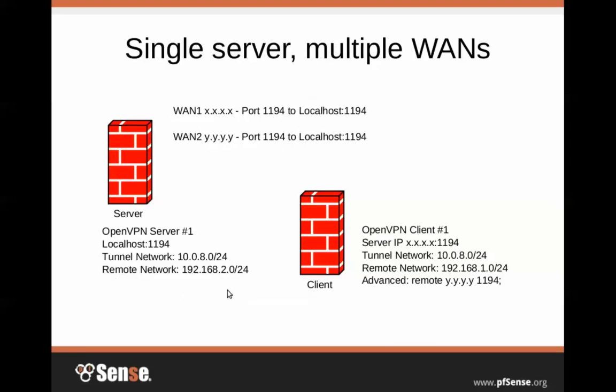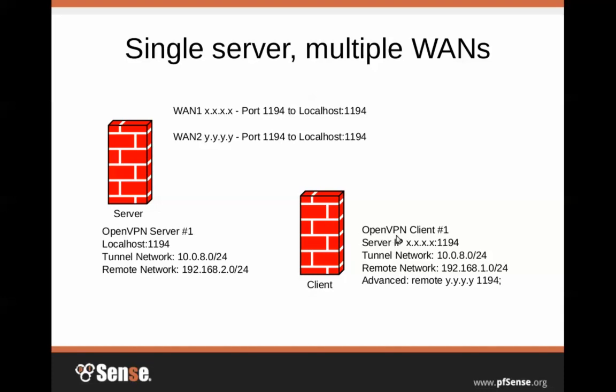Just to show you a little bit, one of the first tactics will be a single server with multiple WANs, and you can do this for site-to-site or remote access clients. How you do it is you have your server, and notice there's just one server instance. It's bound to localhost, not a WAN, on port 1194, and so each WAN has a port forward that redirects that WAN IP and port to localhost on 1194. And you've got your tunnel network and just a sample remote network for this site-to-site.